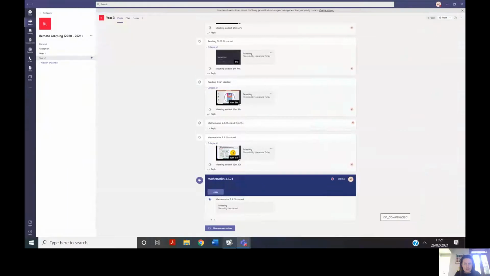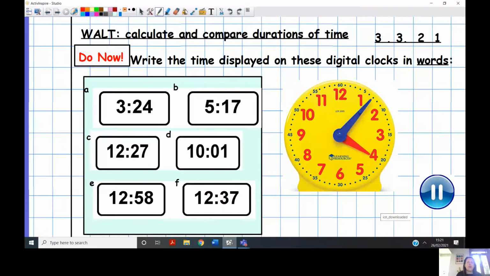Carrying on with time, so we are just going to get started straight away with our do now. So let me share my screen and we'll get started. There we go. So your do now is that you need to look at these digital clocks and write the time which is displayed on each of them in words. Here is an analog clock which might help you in writing the times. Press pause to complete it, and once you are ready, press play to check your answers.